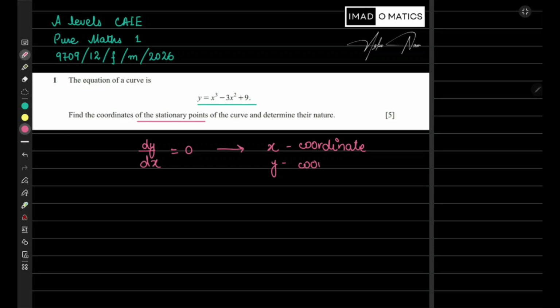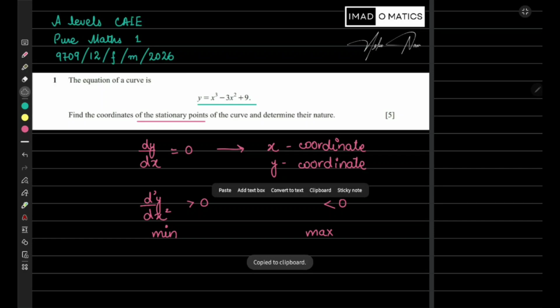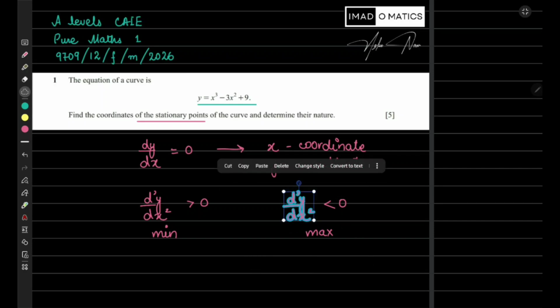When we need to determine the nature, we differentiate again, and if the second derivative d squared y over dx squared is greater than 0, it's a minimum, and if it is less than 0, then it's a maximum. So this is all about how to find the nature of any stationary point. Let's begin doing this.